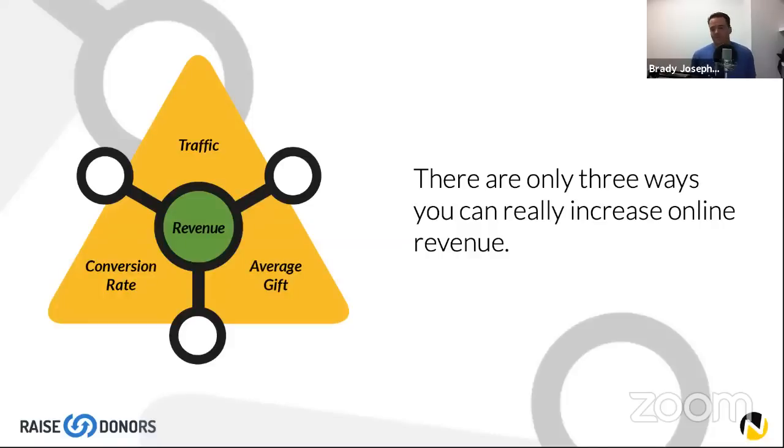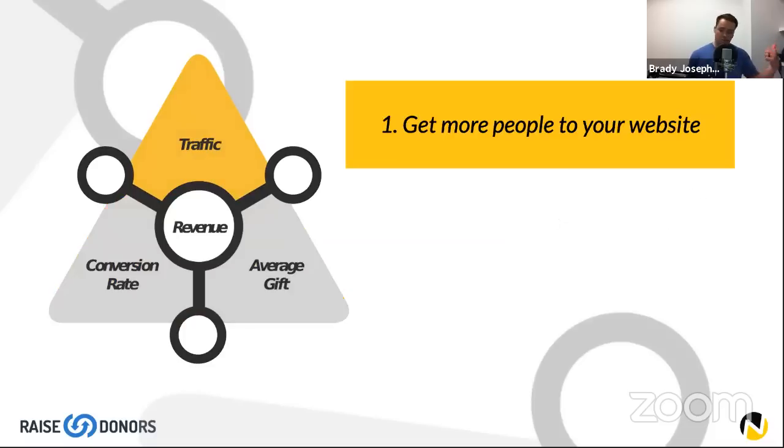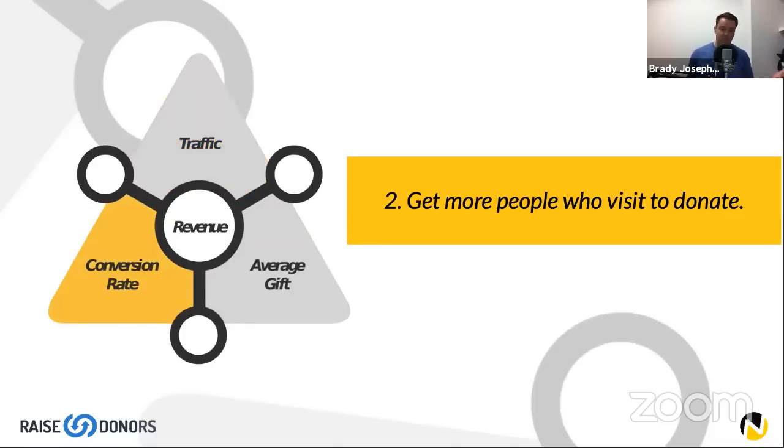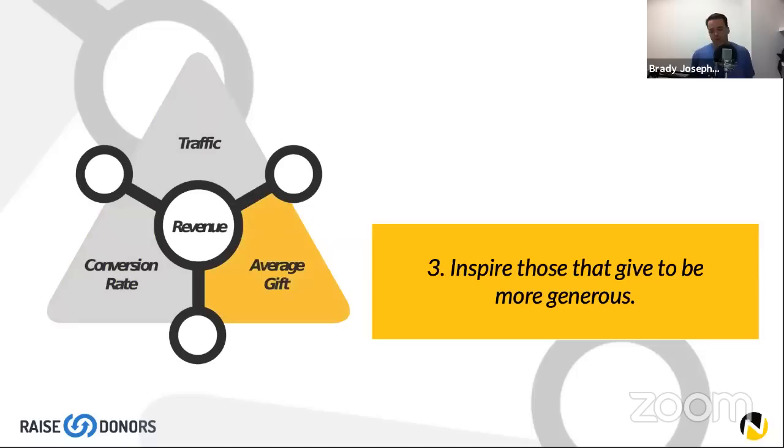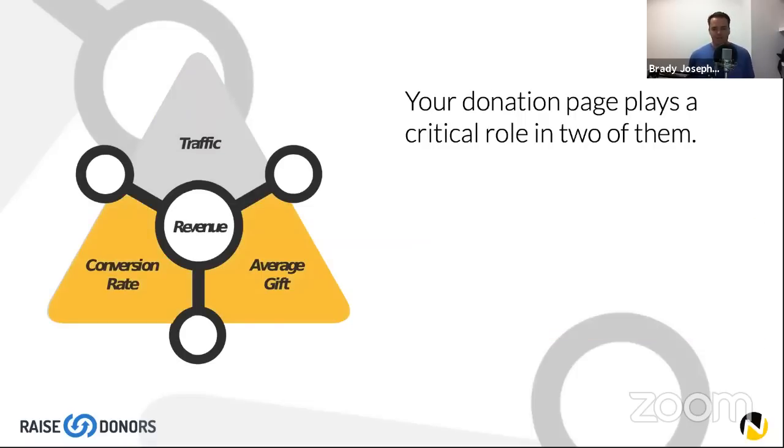When it comes to online fundraising in particular, which is where we are focused, there are really only three ways for you to grow online revenue. You can get more traffic, or more people to visit your website. You can get more people who visit to donate. That's your conversion rate. Or you can get those people who go on to make a gift to be more generous, or actually give more. That's your average gift.